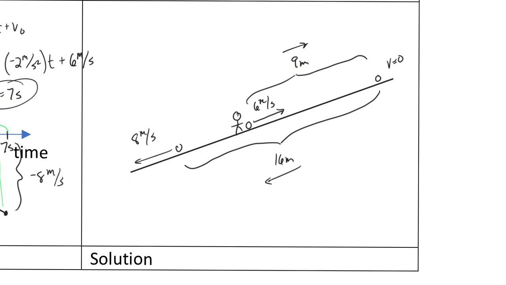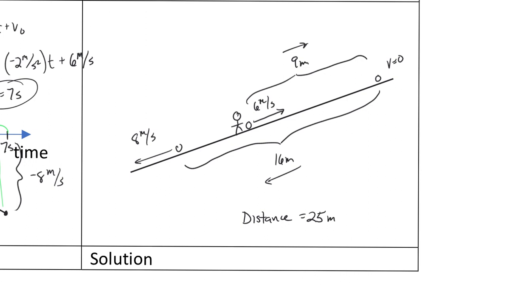This speaks to the difference in the word distance and displacement. Displacement has been defined for you already as the absolute change in position. It was defined last week. Distance is how far something goes. The ball traveled 25 meters: 9 meters up the ramp, 16 meters down the ramp. So the total distance traveled is 25 meters. Distance is a scalar quantity.